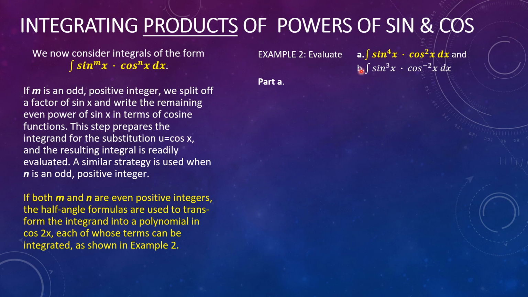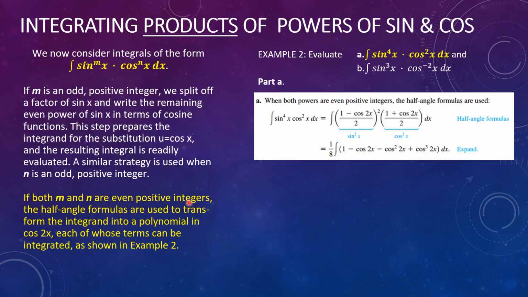All right, so let's look at first at example A, sine to the fourth of x times cosine squared of x dx. Okay, that's the second case that we have down here where they're both even positive integers. So we're going to use the half angle formulas that we just looked at before. So the half angle formula for sine to the fourth is sine squared squared. So sine squared equals 1 minus cosine 2x over 2, squared. The half angle formula for cosine squared x is 1 plus cosine 2x over 2.